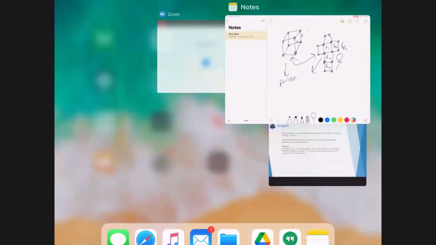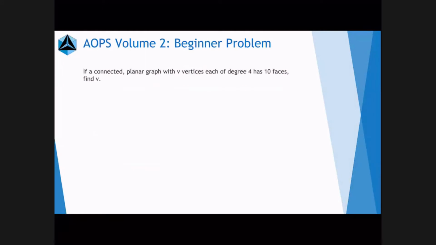So we're going to go over a problem here. If a connected planar graph with v vertices, each of degree 4, has 10 faces, find v. I'm going to give you a second to try to work this problem out, and then we'll go over the solution.